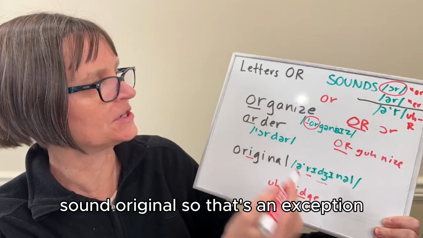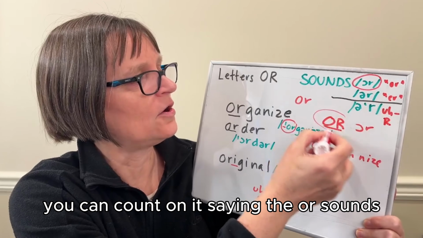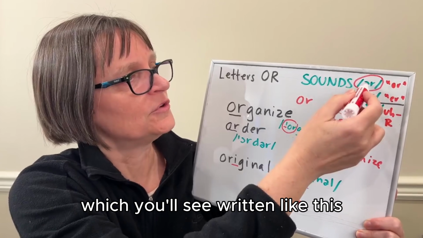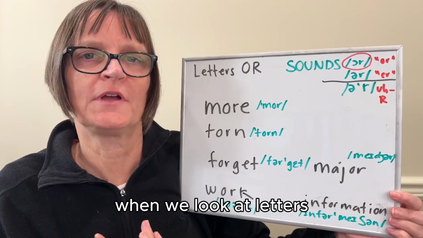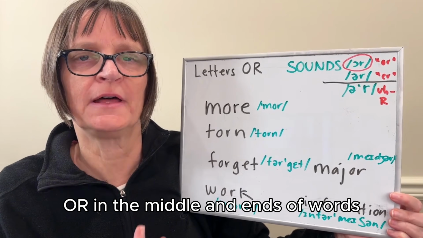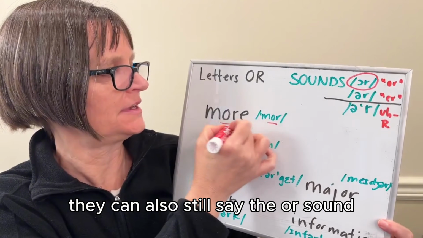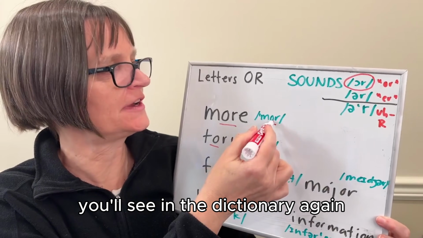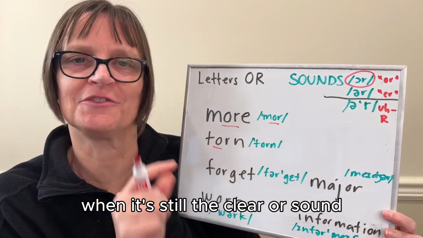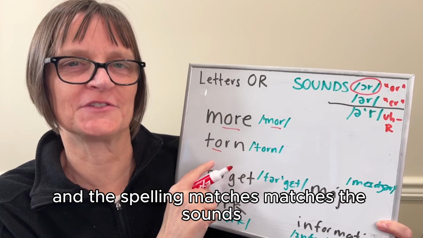So that's an exception. Usually if you see OR at the start of the word, you can count on it saying the or sound, which you'll see written like this or like this in the dictionary. When we look at letters OR in the middle and ends of words, they can also still say the or sound in words like more or torn. You'll see in the dictionary, again, this symbol or this symbol when it's still the clear or sound. Those are pretty straightforward and the spelling matches the sounds.